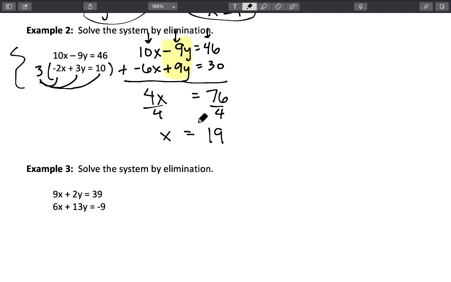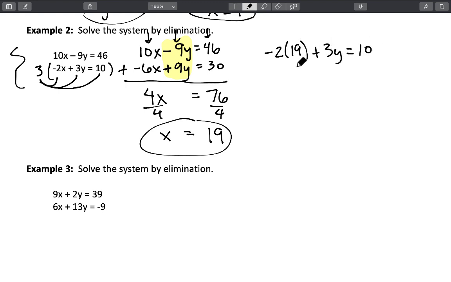So once we find our value of x, now we're going to take that value and substitute it back into one of our two original equations. It doesn't matter which one we choose. We'll take that first one, negative 2 times 19 plus 3y is equal to 10. So that's negative 38 plus 3y equals 10.